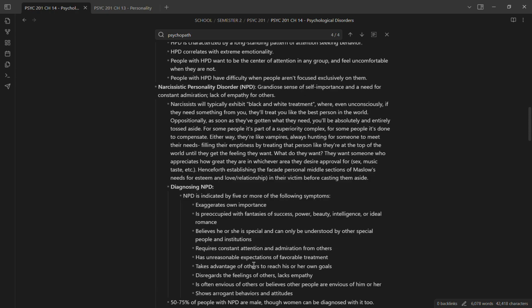They essentially establish this need in their victims before casting them aside.